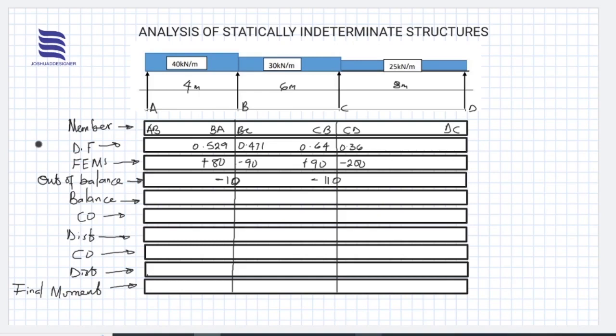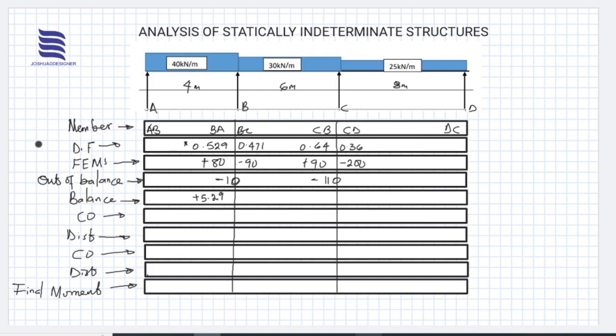Now, to obtain the balanced moment for these supports, we have to multiply the out of balance moment by our respective distribution factors, right? So we have this out of balance, which is minus 10. We multiply by the distribution factor for BA, and doing that we would have a value. And each time, please note, each time you multiply your moment by the distribution factor, your sign convention changes. So minus 10 multiplied by 0.529 will have positive 5.29. Please do not forget.